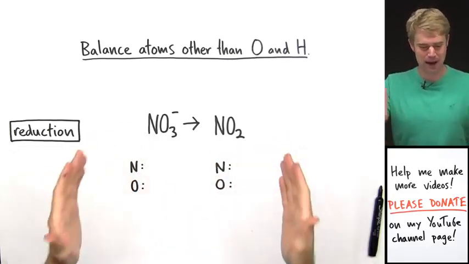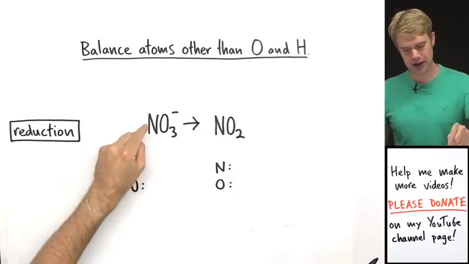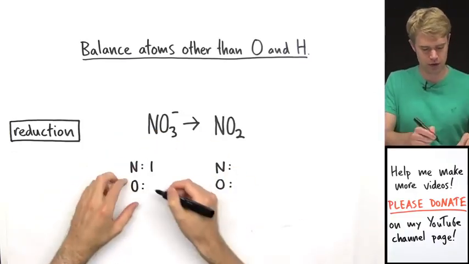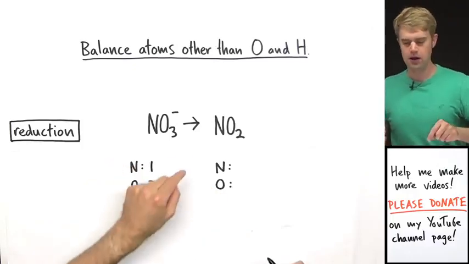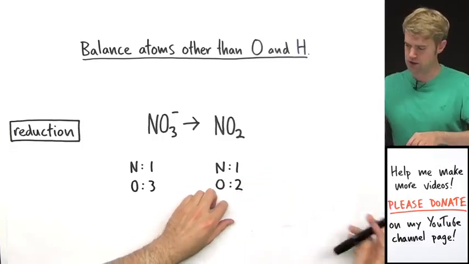Anyway, we're going to balance the reduction half reaction. We have two elements right now, nitrogen and oxygen. Okay, so on this side we have one nitrogen, we have O3, we have 3 oxygens. Then on this side we have one nitrogen and we have O2, we have 2 oxygens.